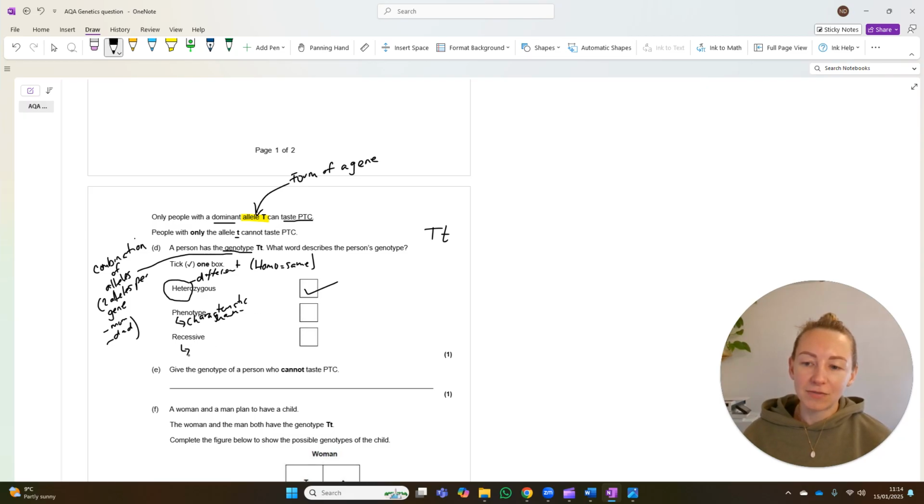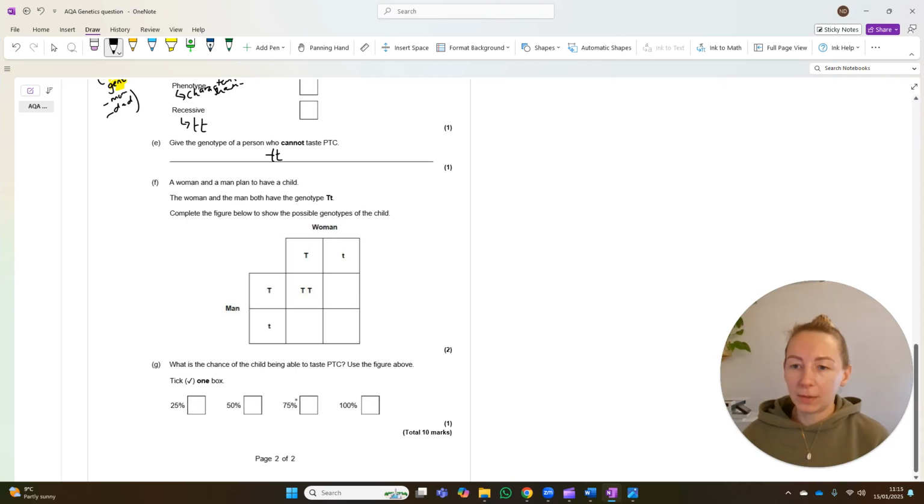And recessive is when you have 2 of the lowercase alleles and no dominant allele present, that would be recessive, and then that is the recessive trait. So that's not right here either. So we're going to go for heterozygous. So it says, give the genotype of a person who cannot taste PTC. So it says here, people with only the allele little t cannot taste PTC. And also we've put here that you need 2 alleles per gene. So the genotype of the person who cannot taste PTC is little t, little t.